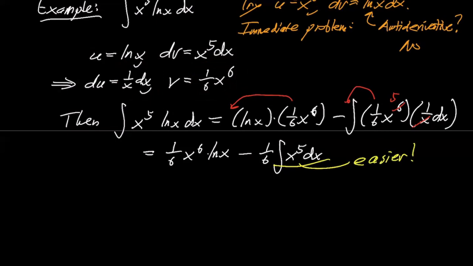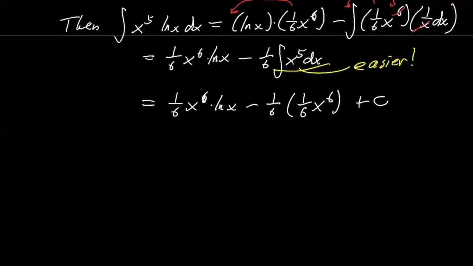That's exciting. Okay, so when we finish this off, we get 1/6 x to the 6th times ln x minus 1/6. We have to differentiate x to the 5th. We get another 1/6 x to the 6th plus c. And so the final answer is 1/6 x to the 6 ln x minus, well, we have a 6 times 6, which is 36, 1 over 36 x to the 6 plus c.